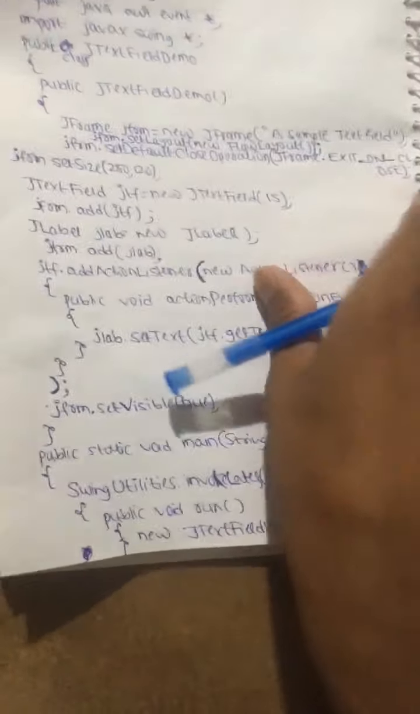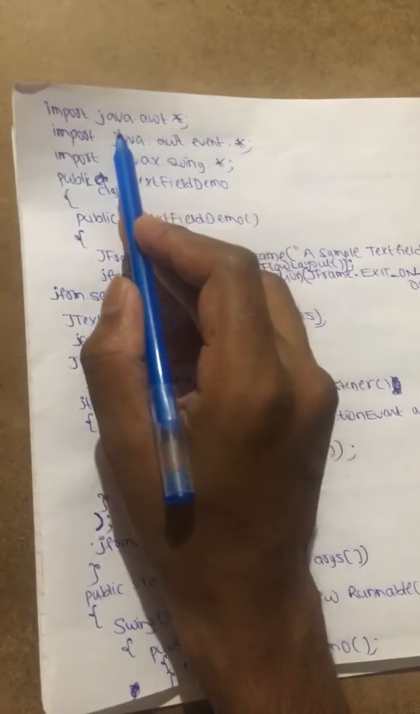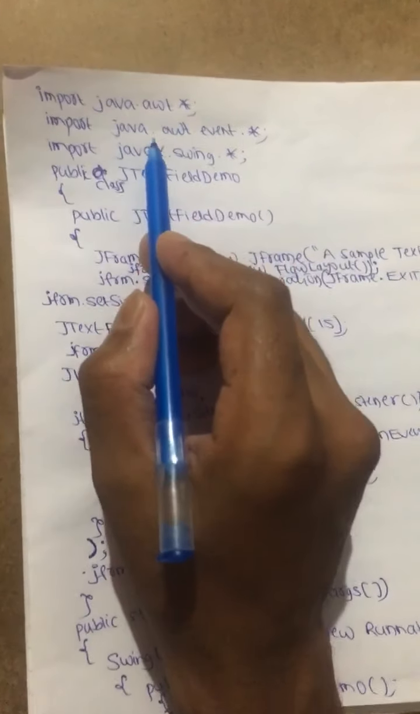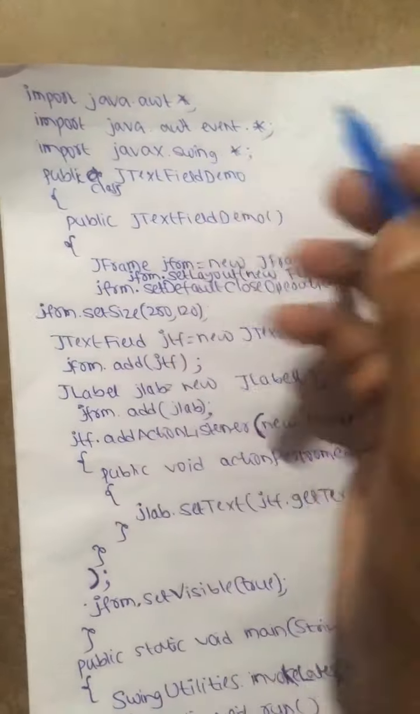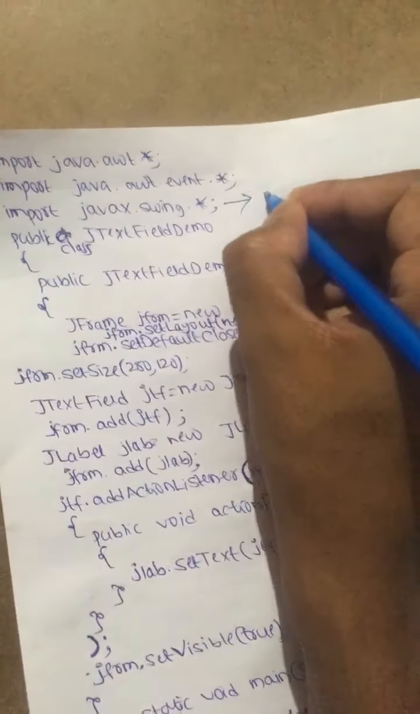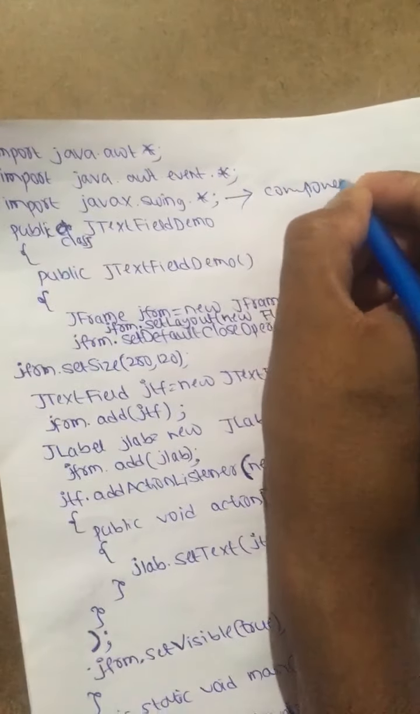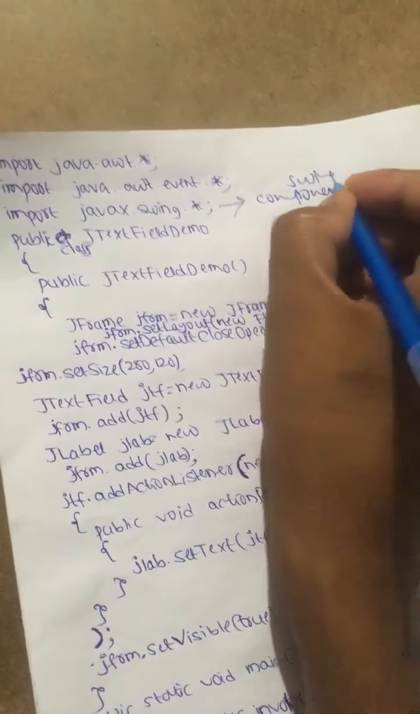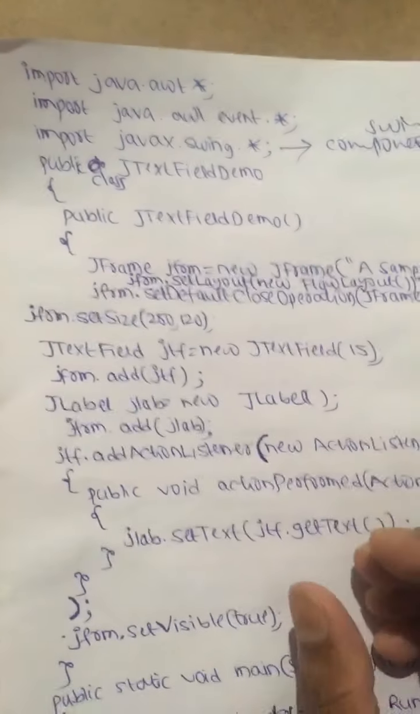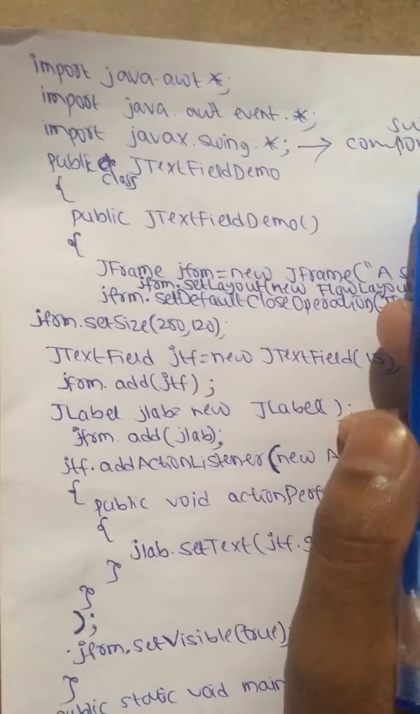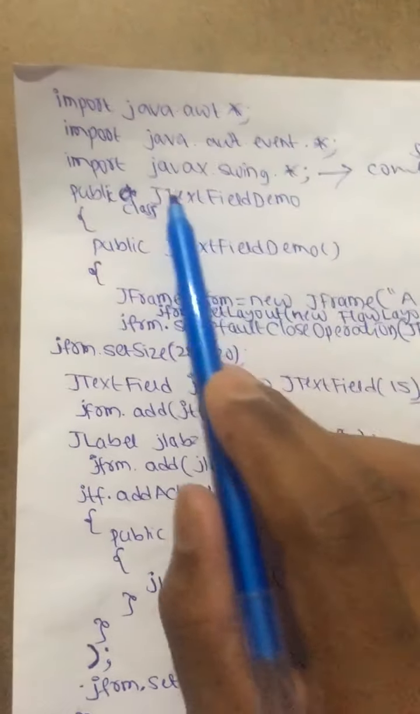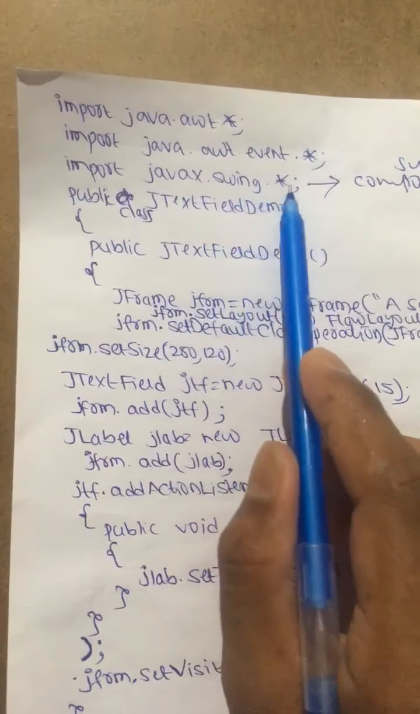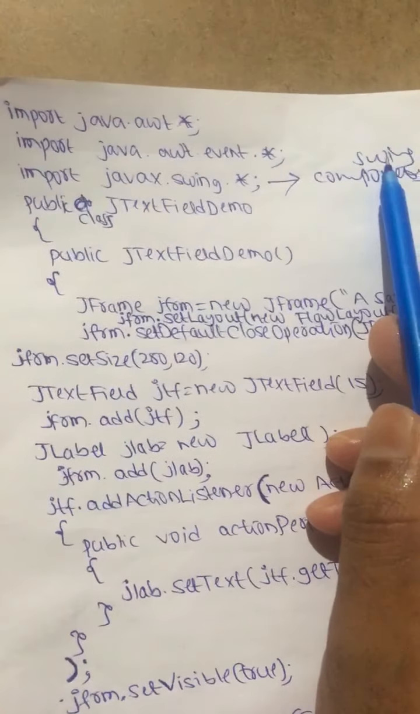Here I have already written a program. Here, import java.awt.*, import java.awt.event.*, and import javax.swing.*. The javax.swing package contains all the swing components. We are including components, which means we need to take a particular package according to the components. So import javax.swing.* is the package which contains the swing components.